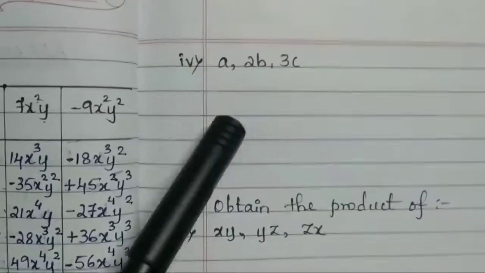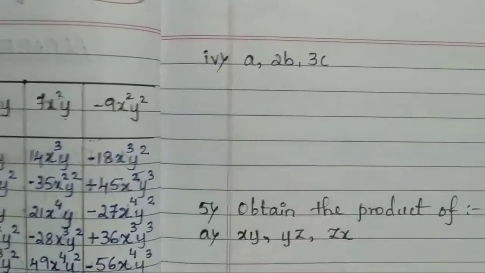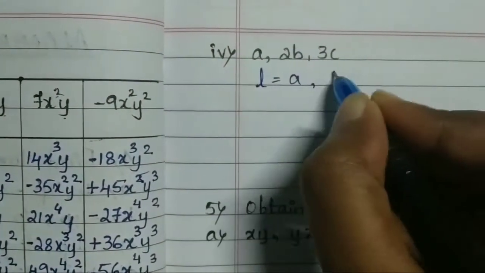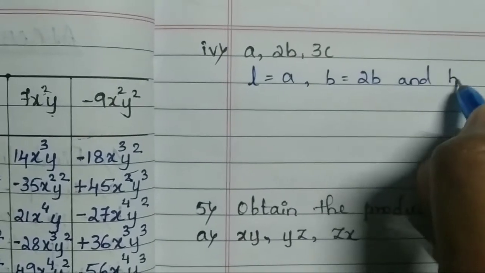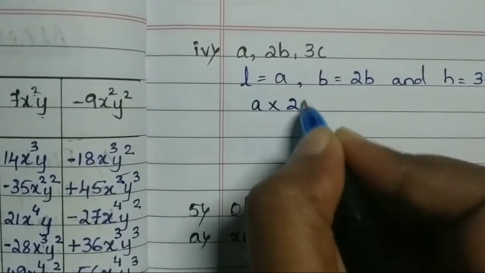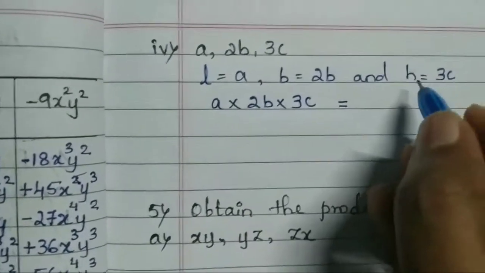You can see the fourth and last one here, a into 2b and 3c is given. Here L is nothing but our a, B is 2b and height is 3c. As we have to multiply here a into 2b into 3c, we have to separate the numerical terms here.